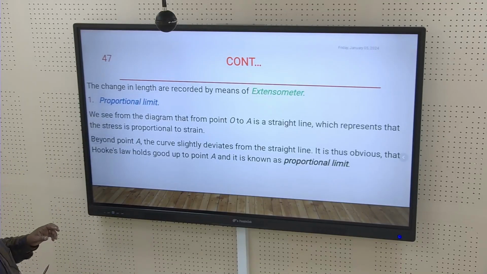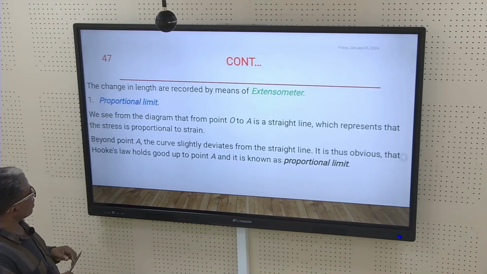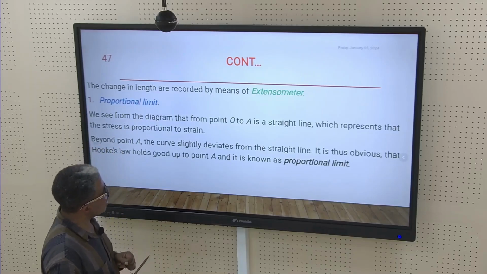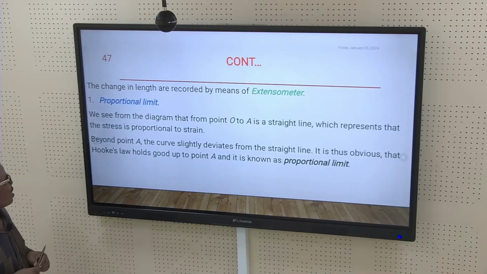The change in length is recorded by means of an extensometer. So this machine will record the change in length. So here we want to see the proportional limit. We see from the diagram that from point O to A is a straight line, which represents that the stress is proportional to strain.